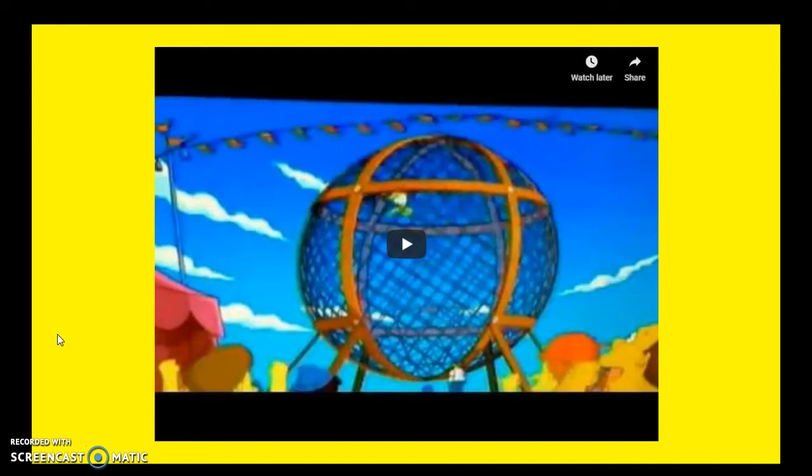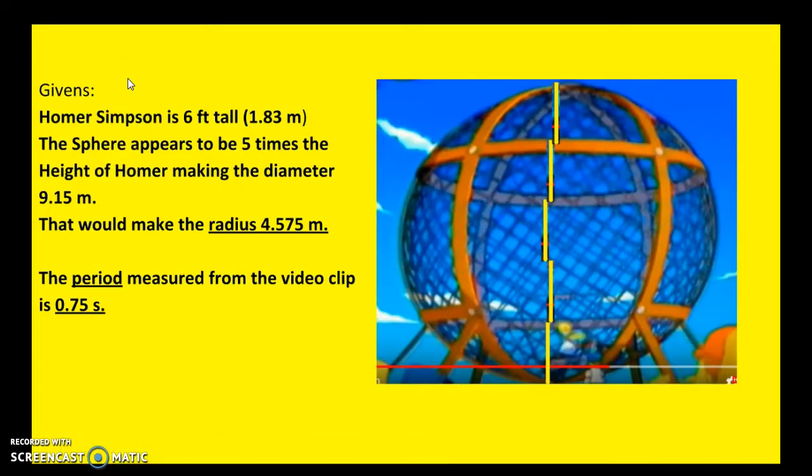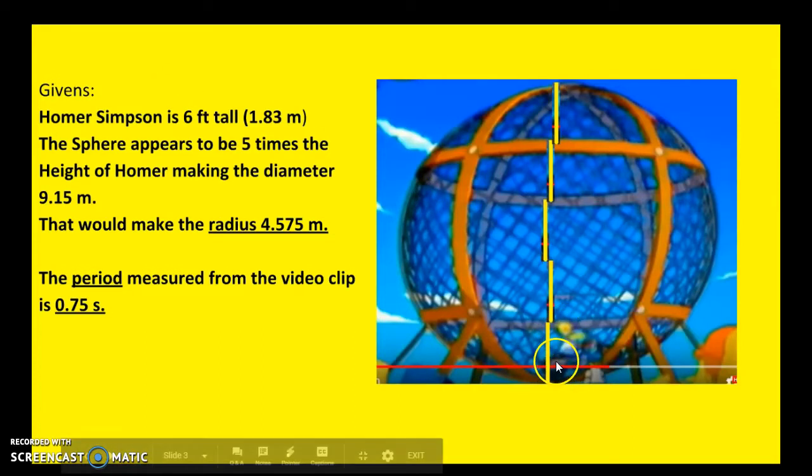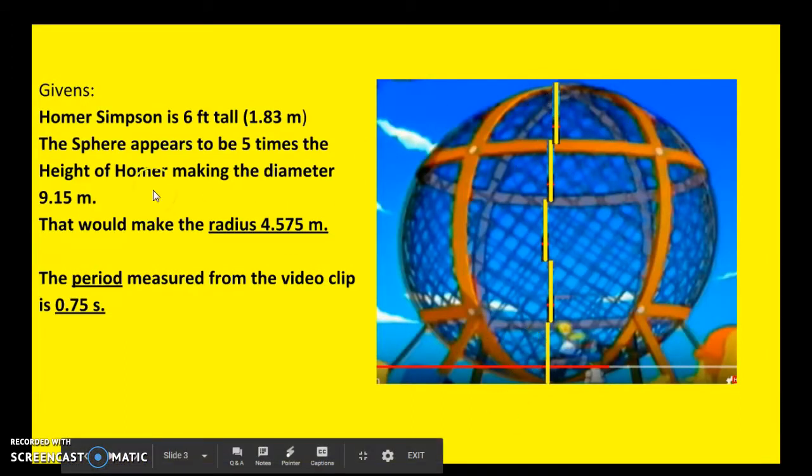If we actually analyze this video, we're going to notice a few things. Number one, looking up, Homer Simpson, I found, is actually 6 feet tall, a little bit taller than I expected, and 6 feet tall is 1.83 meters. I took a screenshot of the movie, and I figured out that the ring of death is actually about 5 times Homer Simpson's height. So that would make the diameter of the entire circle 9.15 meters.